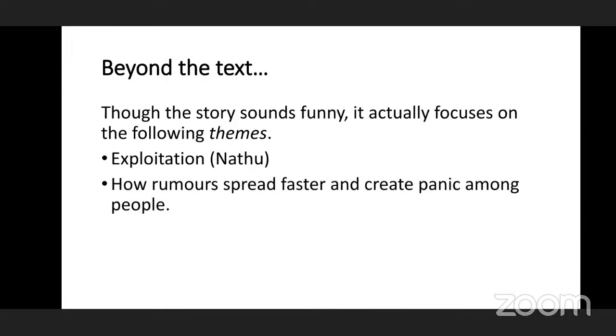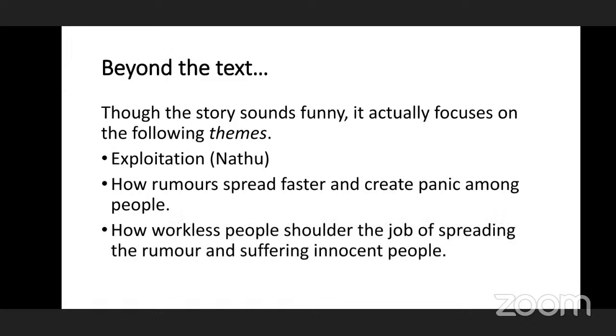And the other thing is how rumors spread faster and create panic among people. So this is another theme. Of course, this is easily understood. How rumors spread much faster than the truth, and they take no time. People don't spend any time checking whether the information is true or false, and they also start spreading it. And how they end in creating chaos. How workless people shoulder the job of spreading the rumor and innocent people suffer. This is another theme. Of course, this has to be discussed as part of this class.